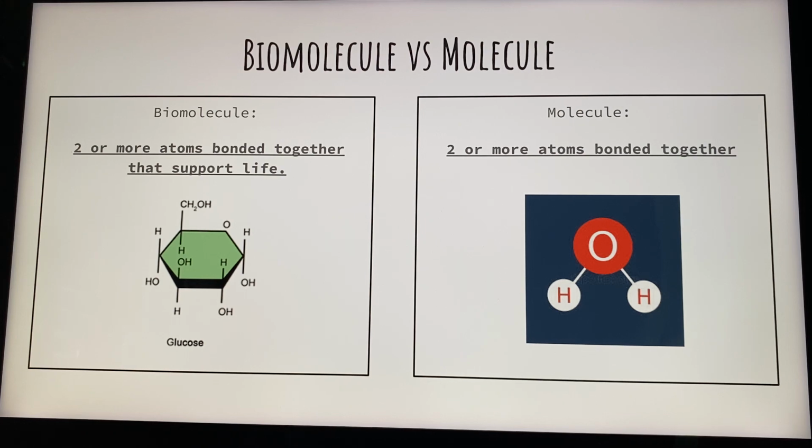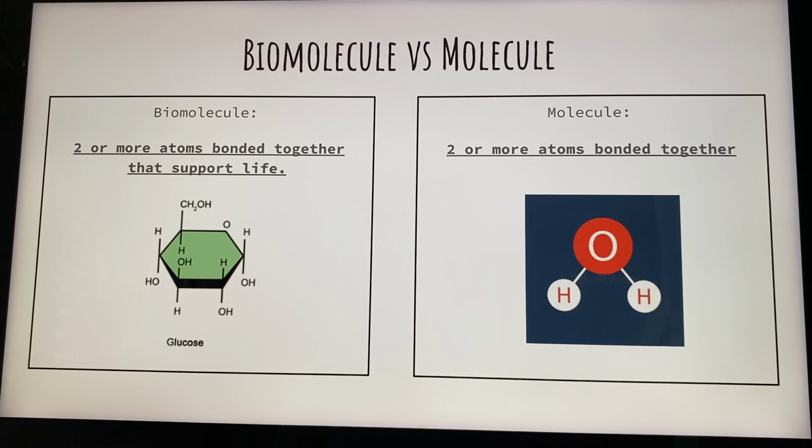So we've got biomolecule versus molecule. Remember, bio means life. Biomolecules are 2 or more atoms bonded together that support life. Over here we have glucose on the left. I'm more than certain that all of you love glucose. What's an example of glucose? Someone tell me. Type it in the chat if you know.